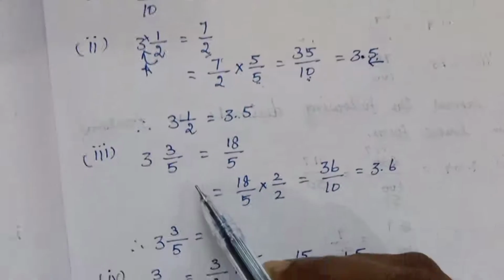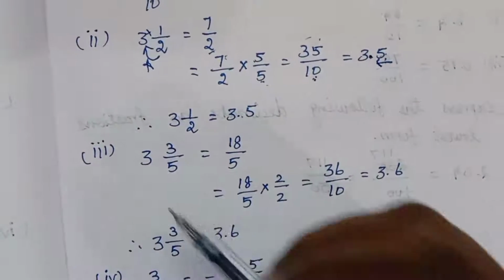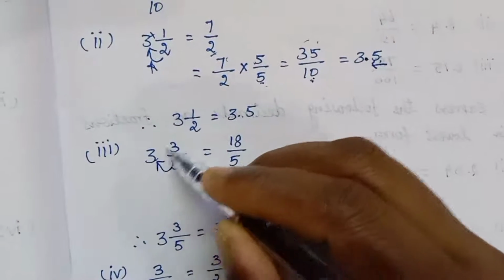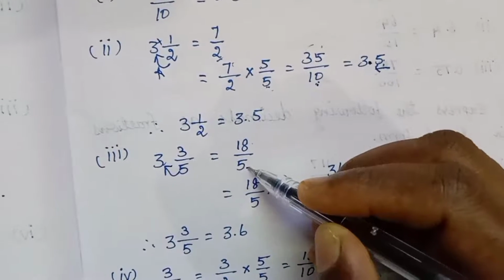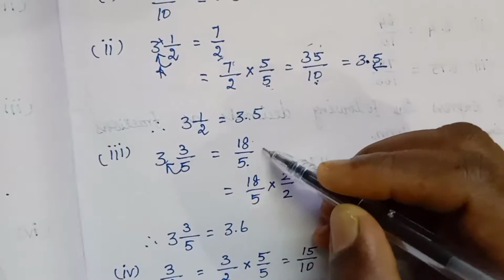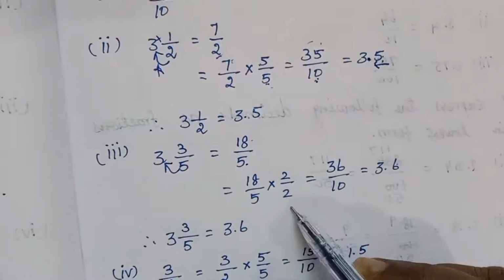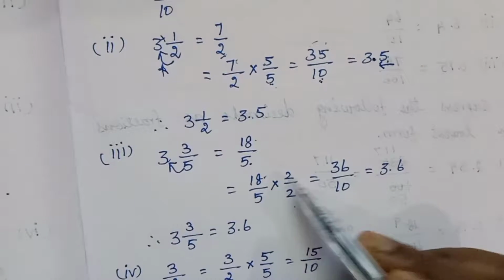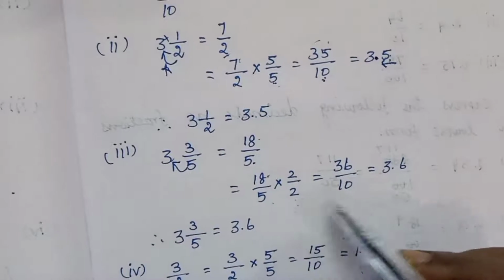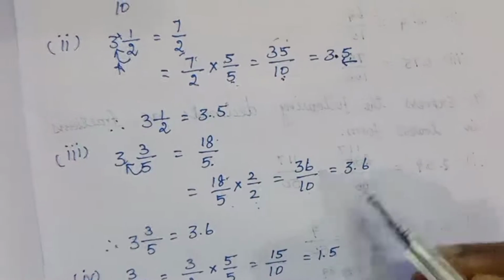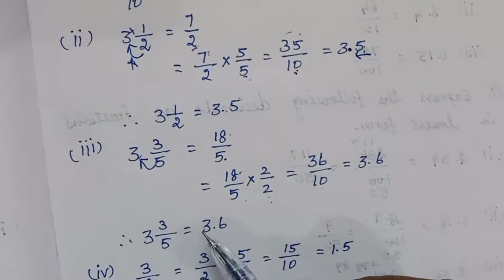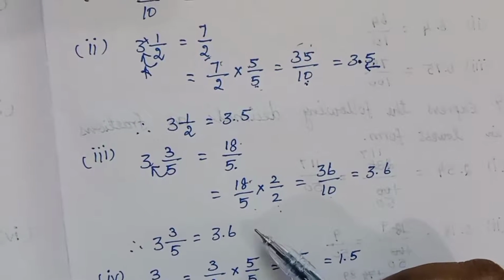In the same way you have to find the third problem. 3 5s are 15, 15 plus 3, 18 by 5. Make this 5 into 10. To do that, multiply both numerator and denominator by 2. So 18 into 2 is 36, 5 2s are 10. This is written as 3.6. So 3 3 by 5 is equal to 3.6.